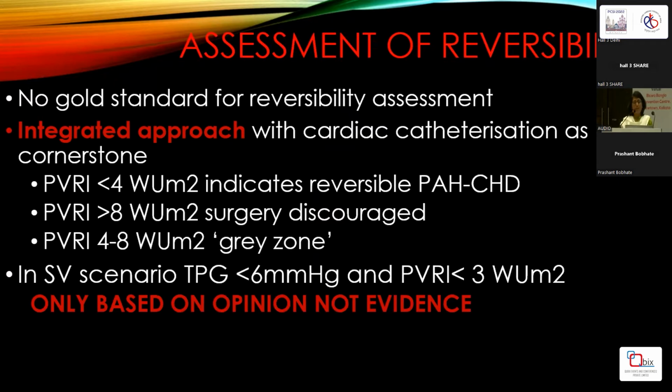Just a specific mention that the single ventricle scenario is slightly different. There we tend to rely more on the transpulmonary gradient, and the criteria that we use are slightly different from what we would use in a left to right shunt. So a transpulmonary gradient of less than 6 is reassuring, with a PVRI of maybe less than 3 Wood units per meter square.